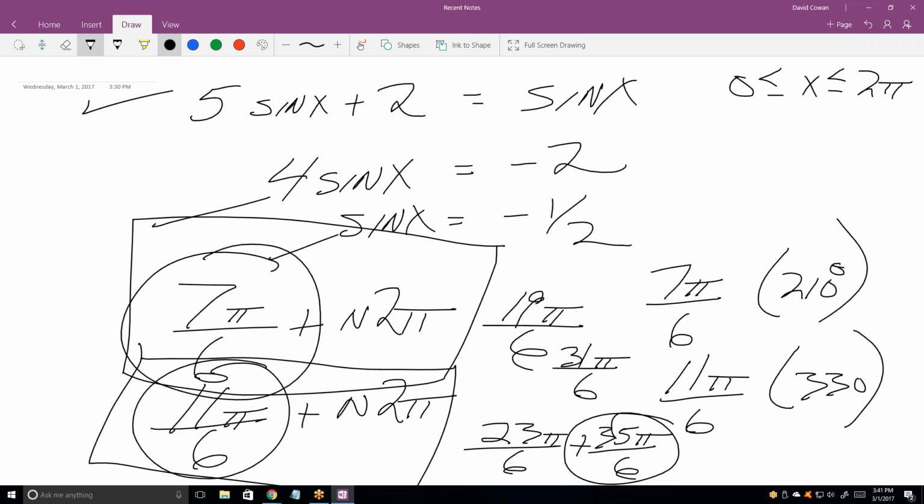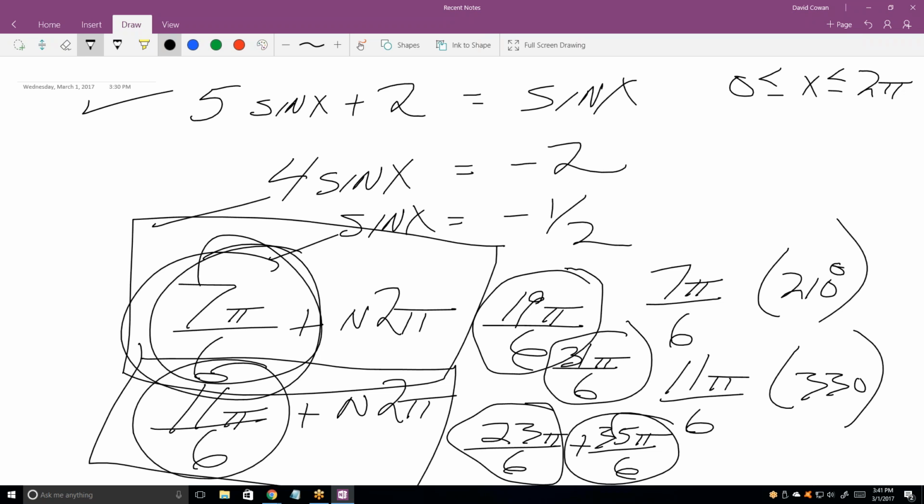Certainly. I think that's true too. Yeah, that produces answers, and all of these are valid. Every answer here is valid, including the 7 pi and the 11 pi. Basically, it's not just these two answers, but multiples of 2 pi also.